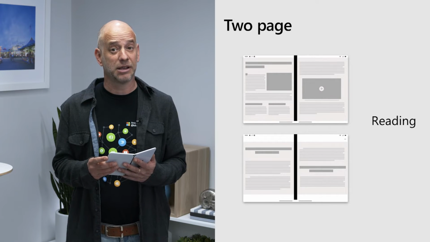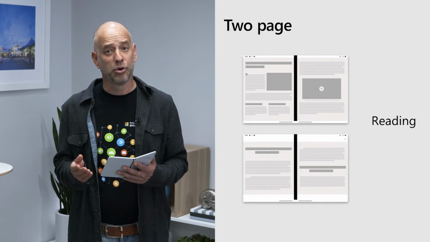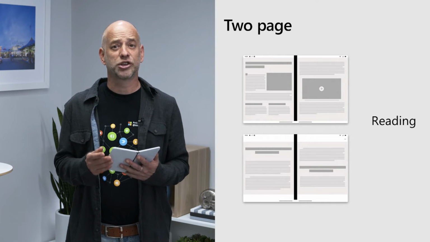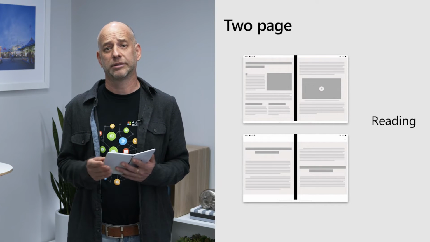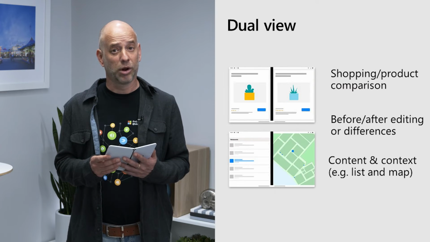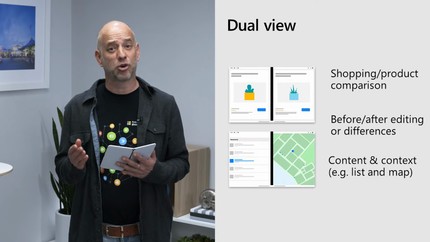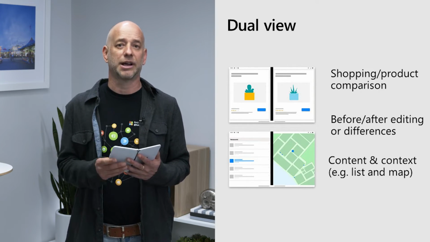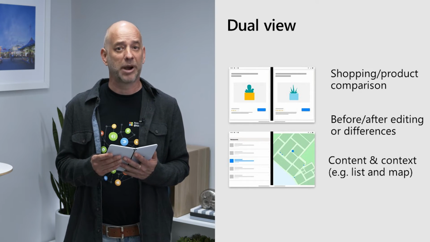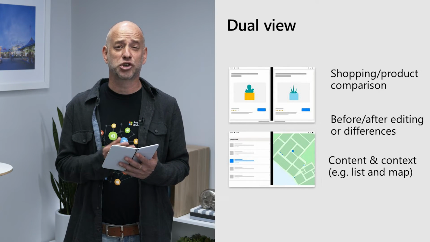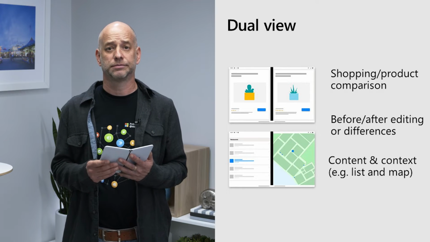Two-page can come in handy for a reading mode, such as a book, a magazine reading app, or just for presenting long pageable content. Dual view provides ways to see the same content in 2 screens side by side. It can come in handy for comparison of content or for showing a before and an after view.